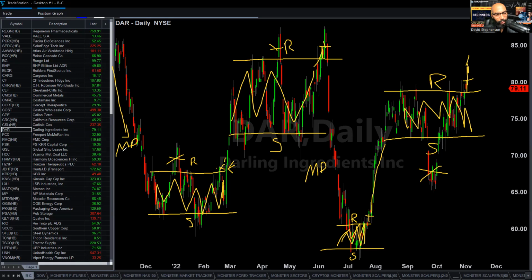So markdown, accumulation. We have resistance and support. Markup, accumulation, price broke support. That's distribution. Markdown. We start all over again with new support and resistance. So we have to draw our lines. All right. Price broke resistance. So buyers are now coming in control of price.